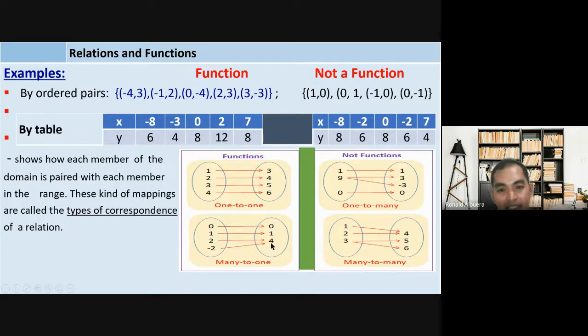If you notice, the 4 was repeated. The 4 repeated, meaning there is only one value for 2 particular values in the range. Okay, that's many-to-one. How about not a function?